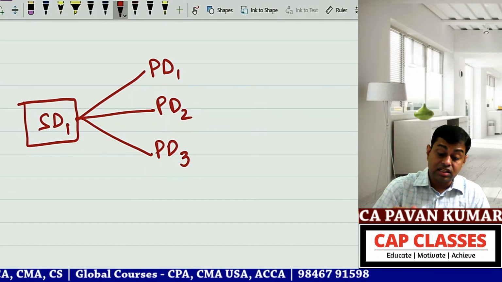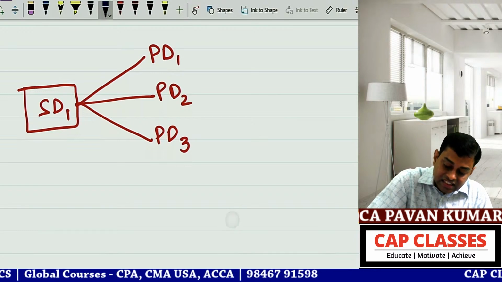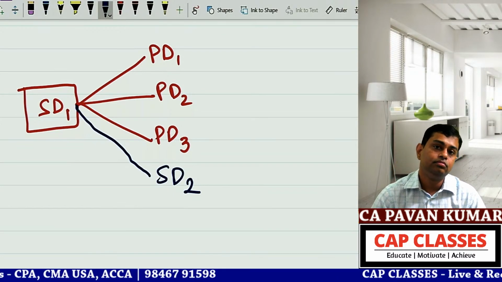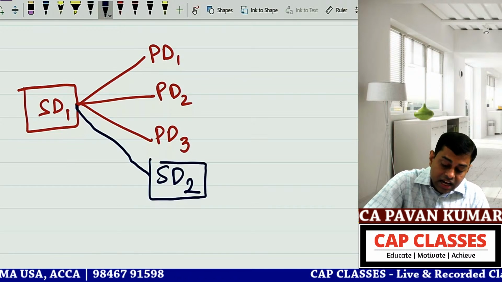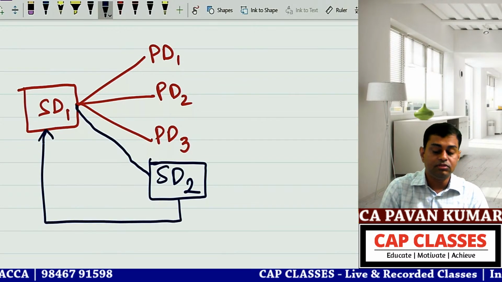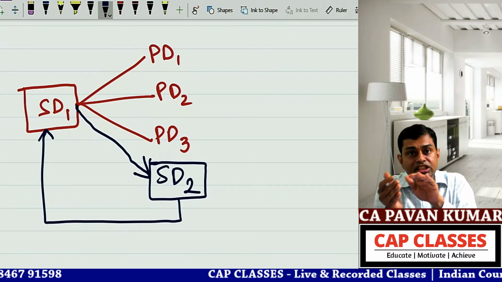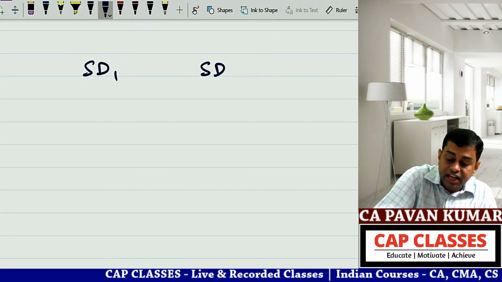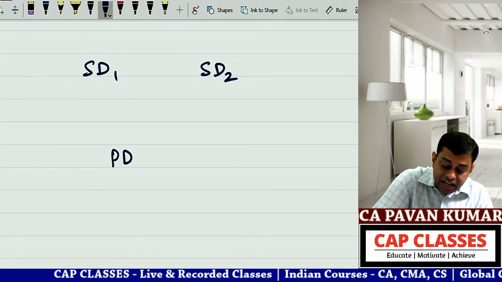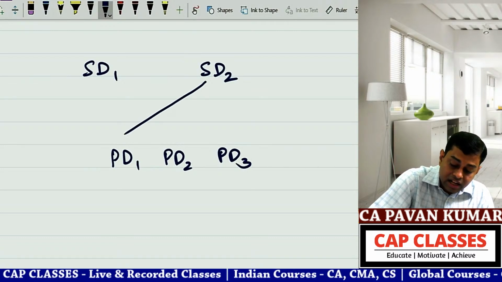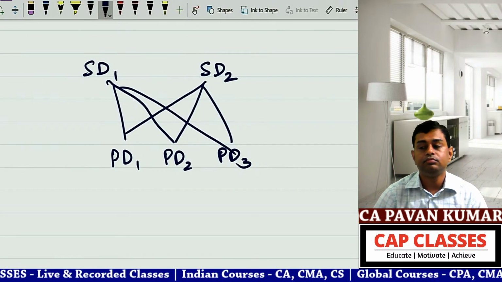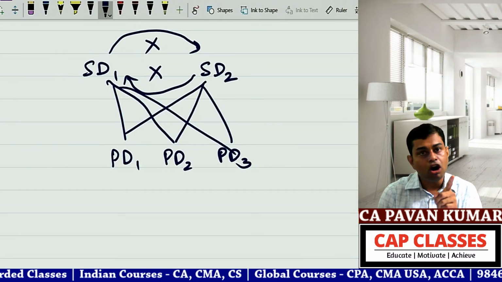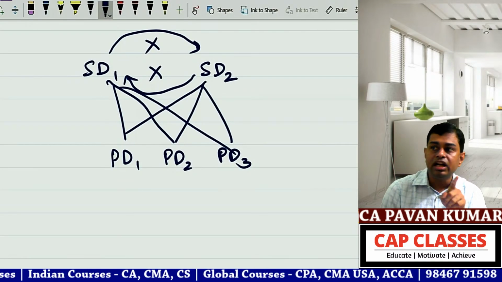You understand? Next, imagine there is another service department, SD2. Now SD1 is rendering service to SD2 also. This is the second situation. The third situation is SD2 again renders service to SD1. So here we need simultaneous equations. SD1 is giving services to SD2, and SD2 is giving services to SD1. So there are three situations: SD1, SD2, and PD1, PD2, PD3. Each renders services to these three production departments. But this is not there. Service department 1 is not giving any services to service department 2, and service department 2 is not giving any service to service department 1.